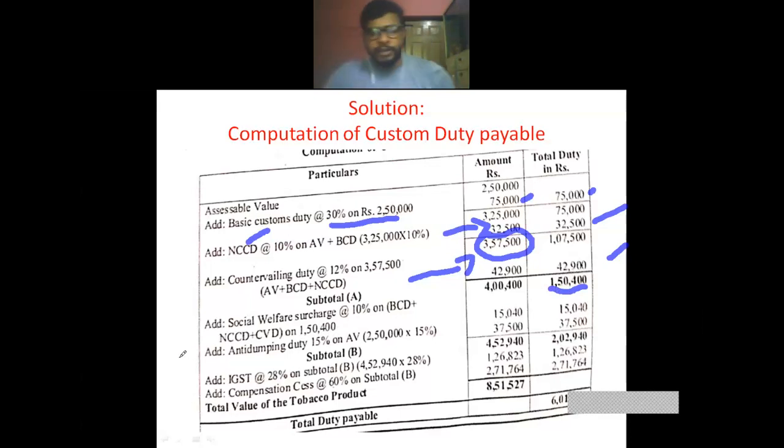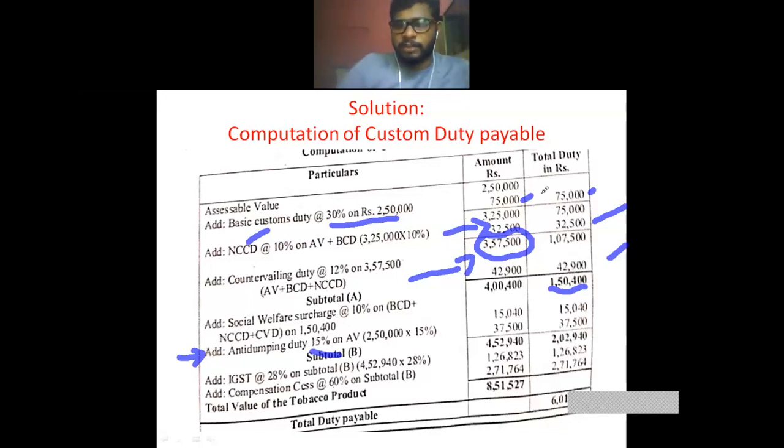Now this is the difference compared to the previous problem and this problem. What is the difference? In the last two problems, anti-dumping duty you calculated at the end, but now anti-dumping duty you are calculating immediately after the social welfare charges. Why? Because it is given in terms of percentage. Anti-dumping duty is given in terms of percentage. So calculate 15%, but this amount, anti-dumping duty, safeguard duty, everything you have to calculate on assessable value.